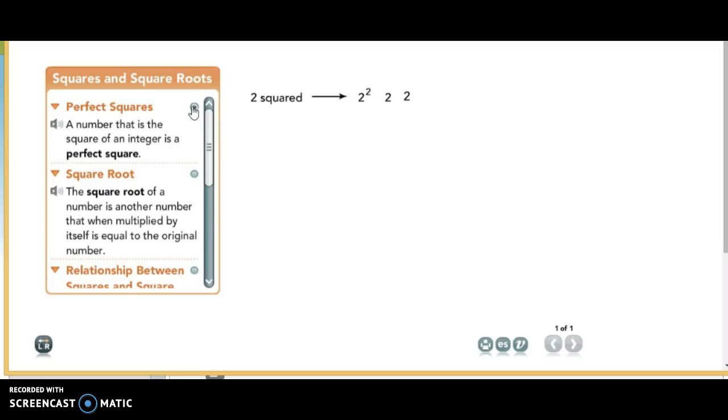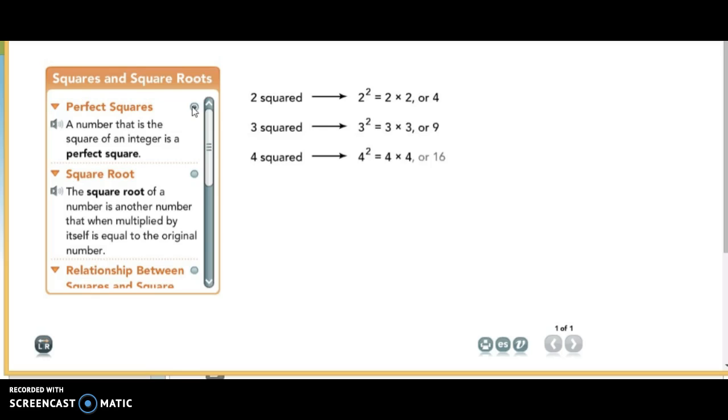This is the video for 3.1 perfect squares, square roots, and x squared equals p. So here they are showing us what 2 squared means. 2 squared is written as a regular 2 with an exponent of 2, and it means 2 times 2, or 4. So 3 squared is 3 2 times, or 3 times 3, which is 9. 4 squared is written 4 to the second power, and it means 4 times 4, and that equals 16.